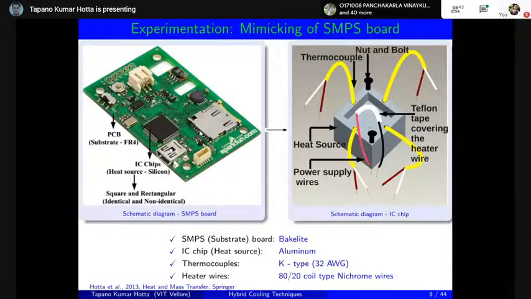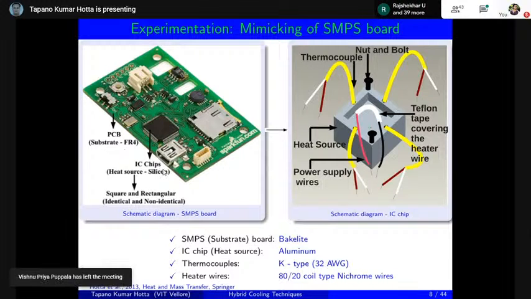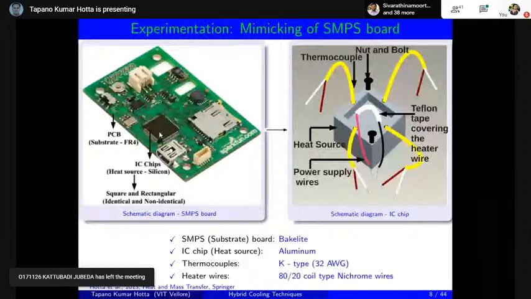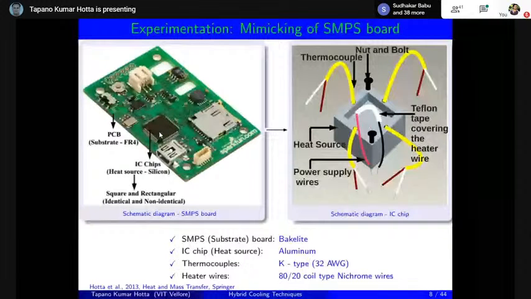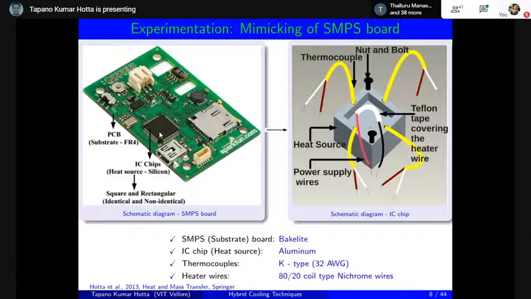Now let us see how you do a simple experiment at laboratory scale. If you go to the actual printed circuit board, they are basically made of a material called FR4. FR4 is basically a reinforced laminate sheet. And the IC chips, which are otherwise known as a heat source or heating element, because they generate a huge amount of heat, are made of silicon. So at laboratory scale, going for an FR4 board and a silicon chip is extremely costly, and it is also not effective to consider the IC chips as silicon and the printed circuit board as FR4.